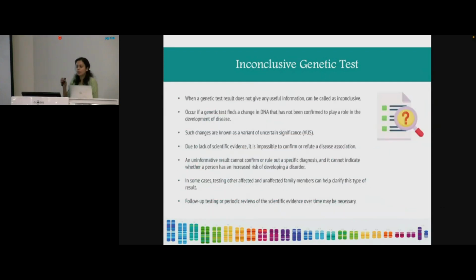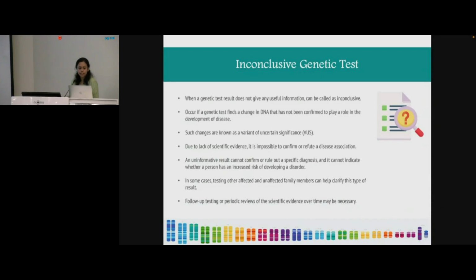Inconclusive result is the most common scenario. Most of the time when we offer higher genetic testing, we get an inconclusive result. So what does it mean? When a genetic test does not give you any useful information, it can be called an inconclusive result. It occurs if a genetic test finds a change in the DNA that has not been confirmed to play a significant role in the development of a disease. Such changes are known as variants of unknown significance. VOUS are very common nowadays.